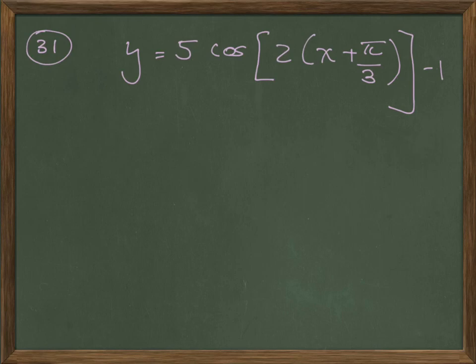Okay, I'm going to skip over 27 and go straight to 31. For 27, I have to take a picture. I'm going to make a video by itself.